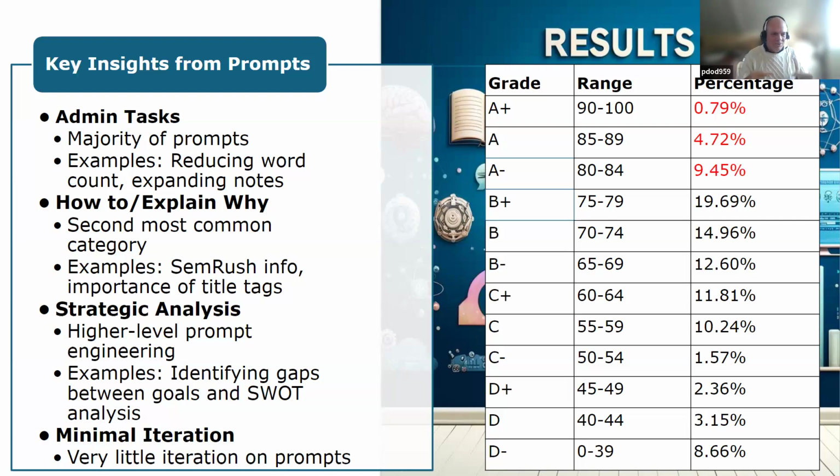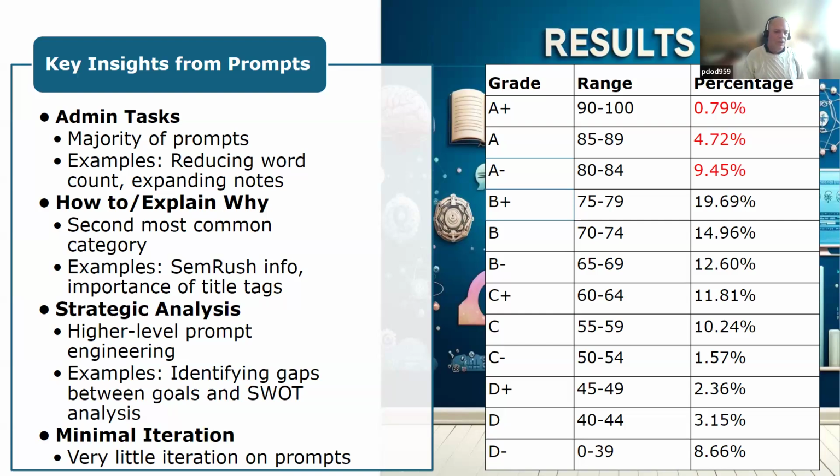The next most common prompt was the how-to or explain-why. So how do you do this? Where do I look for this on this particular tool? Those kinds of things, which I thought, all right, that's for continuous learning. They can go to AI and fact check it afterwards, but to learn what does this mean or how do I do this, that's important. But again, not super skillful. I mean, most people can do that.